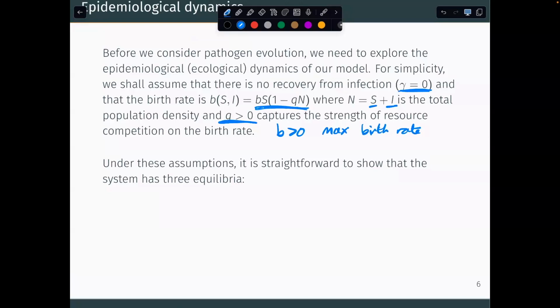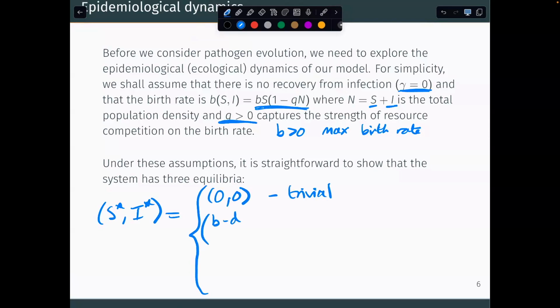Okay, so under these assumptions it's possible to show that the system has 3 equilibria. I'm not going to go through this. We've done examples of this before. I would encourage you to have a go at trying this in your own time to find out what the 3 equilibria are and check that you understand how to get there. One of them is a trivial equilibrium at 0, 0. If no one's around, nothing happens. So this is trivial. In other words, the host and the pathogen are both extinct.